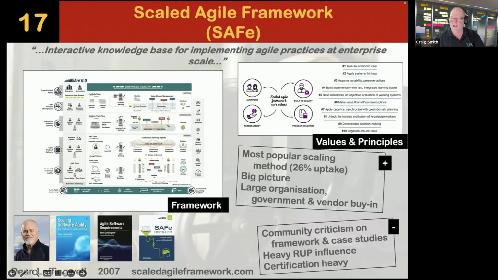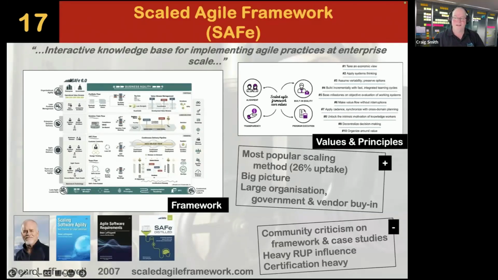It is the most popular scaling method. It's at 26%. Interestingly, that number has dropped year on year. So the uptake is going backwards. There's nothing really taking its place, by the way. It's become very popular because of its big picture. It's almost like Agile in a box.